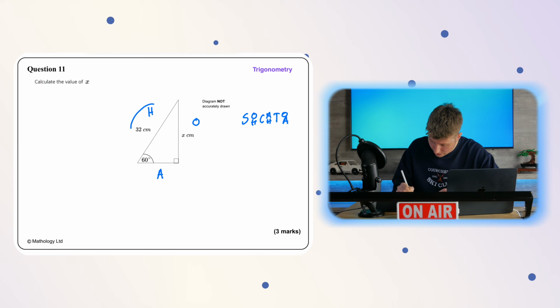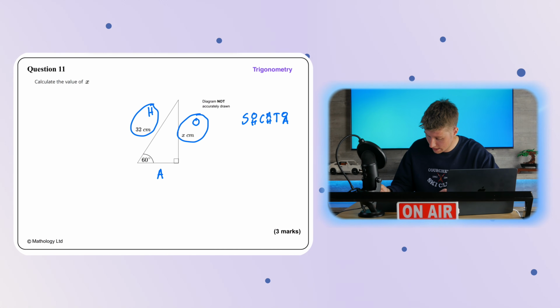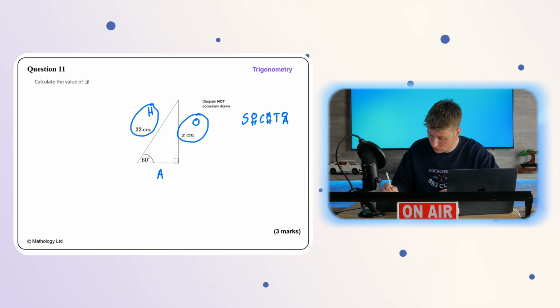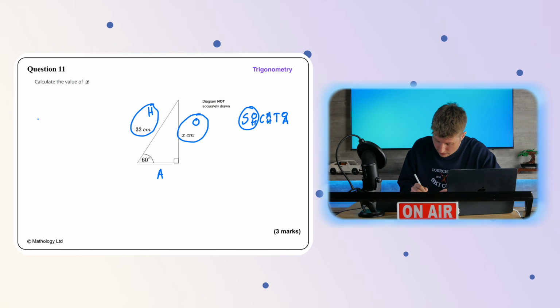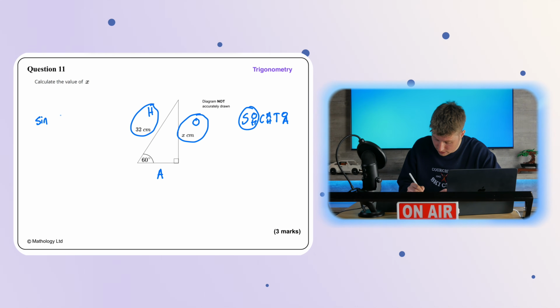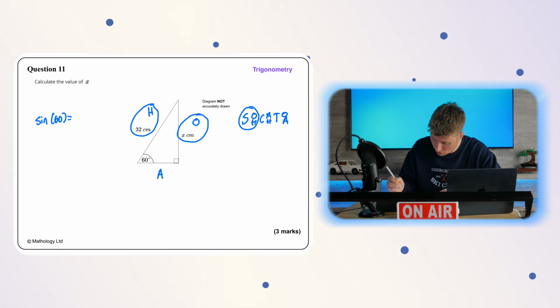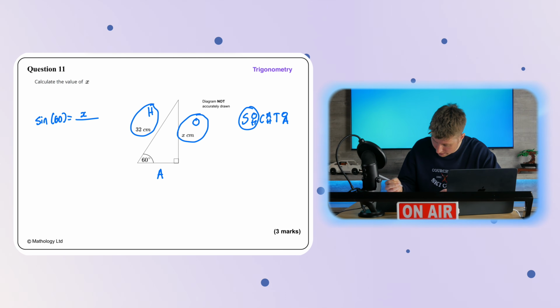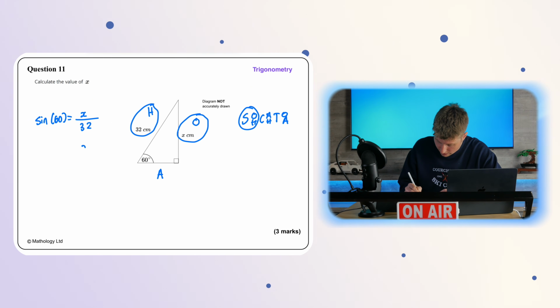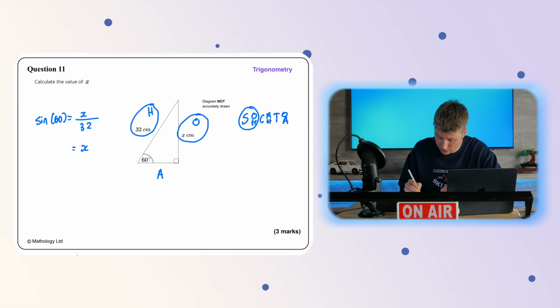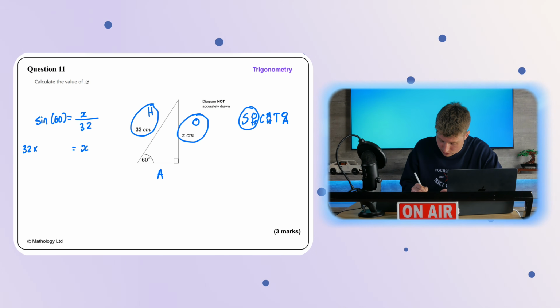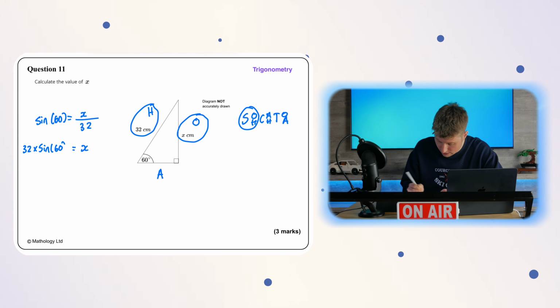we've been given h, and we need to find o, which is x. So that corresponds to SOH. So this is sine followed by the angle, which is 60, is equal to O, which is x, over h, which is 32. So to get x on its own, multiply both sides of the equation by 32 to give us 32 times sine of 60.